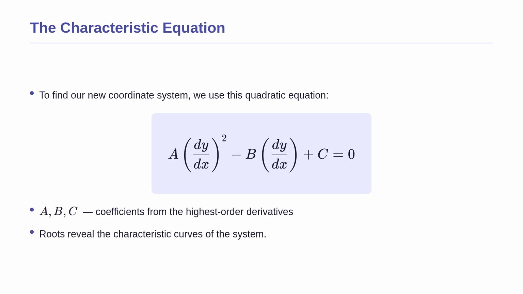To figure out exactly how to tilt our mathematical ruler, we rely on the characteristic equation. Notice that this quadratic equation only uses the coefficients a, b, and c from the highest order derivatives in our original PDE. By solving this equation for the derivative of y with respect to x, we discover the characteristic curves of the system. You can think of these curves as the natural highways along which information travels in our specific equation. The roots we find here will tell us exactly how to define our new, custom-tailored coordinate system.